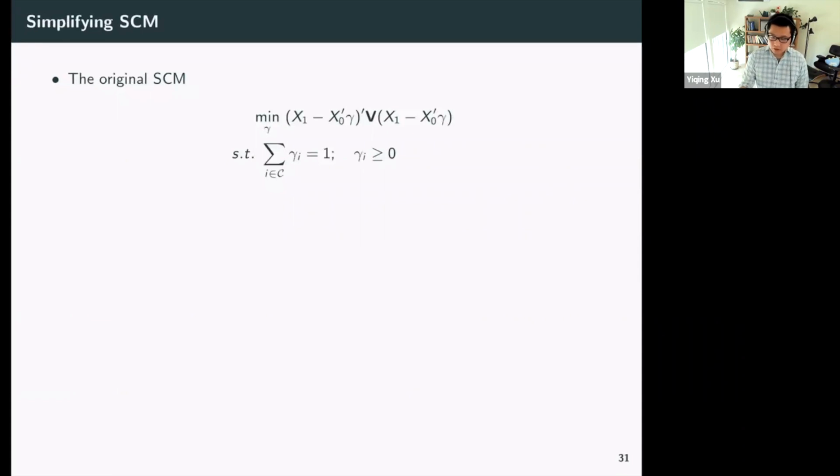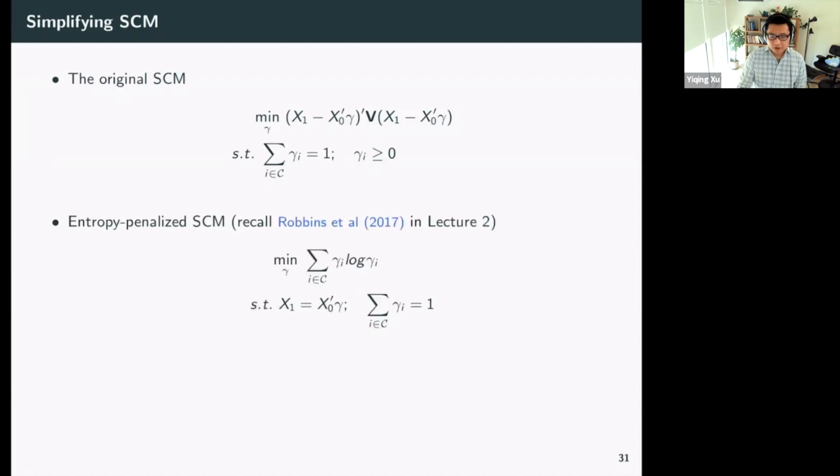Okay, so let me review again. Maybe some of you have forgotten because I wasn't very explicit about this earlier. What do we mean by simplifying the synthetic control method? In the original synthetic control, the objective function is a Euclidean distance or weighted Euclidean distance between the covariates entering the matching. And the entropy penalized synthetic control method by Robbins uses the entropy of the weights.